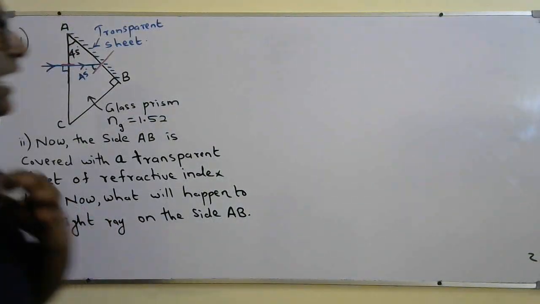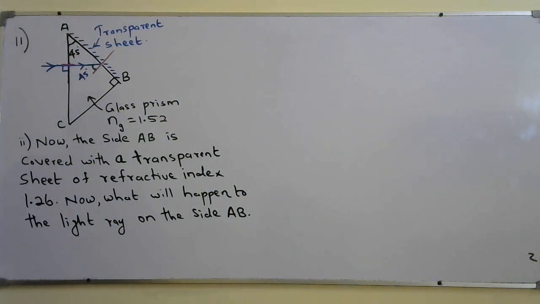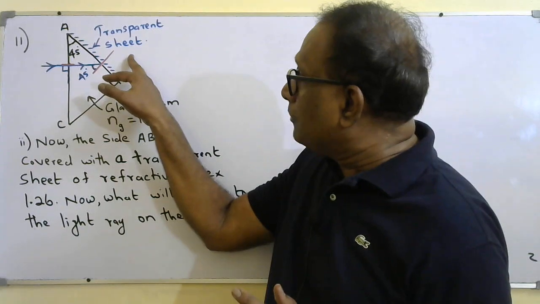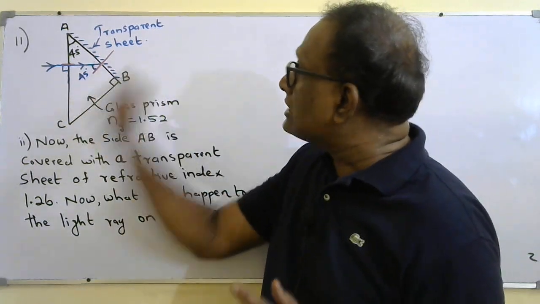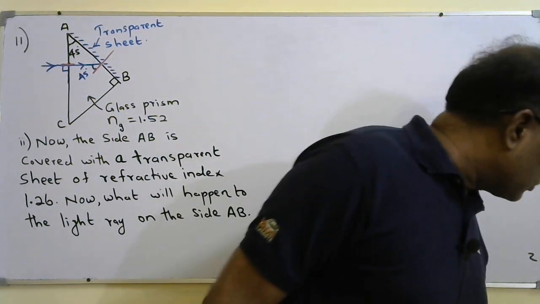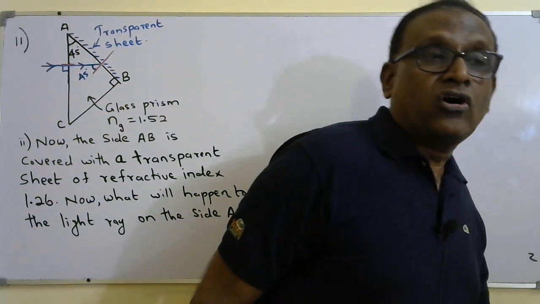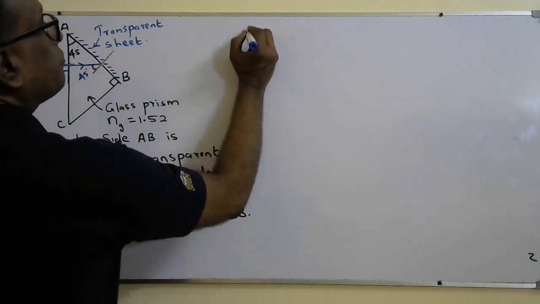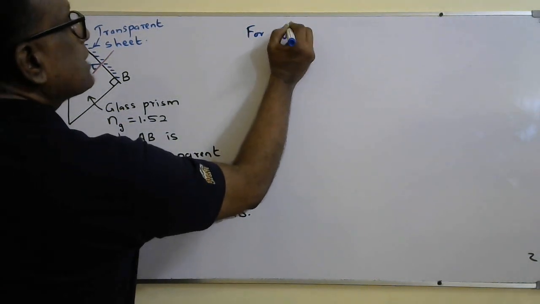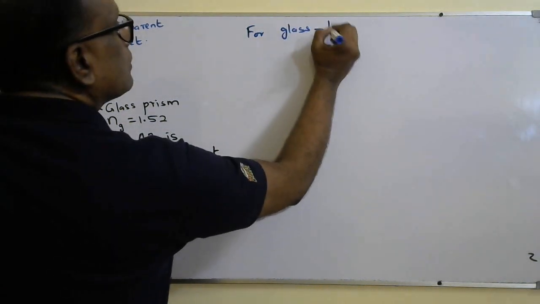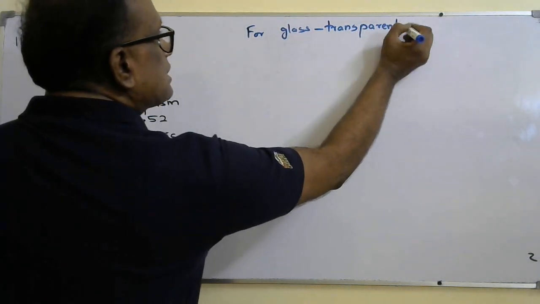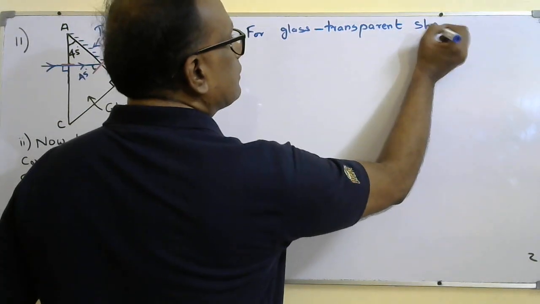So again we need to calculate the critical angle for the glass transparent sheet boundary. Now the boundary has changed. Earlier it was a glass air boundary, now it is a glass transparent sheet boundary. So we need to calculate the critical angle for the glass transparent sheet boundary.